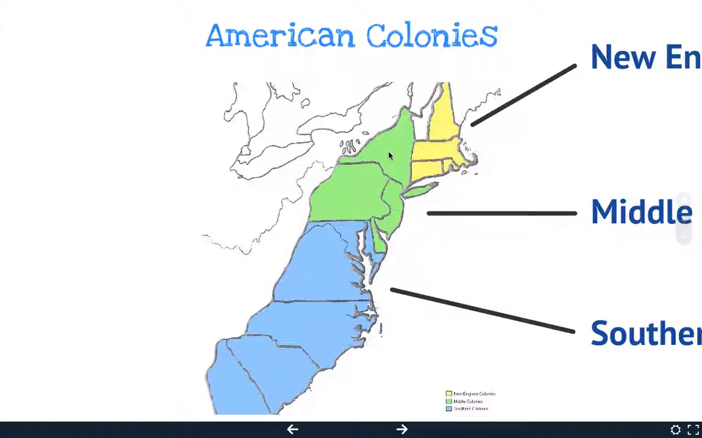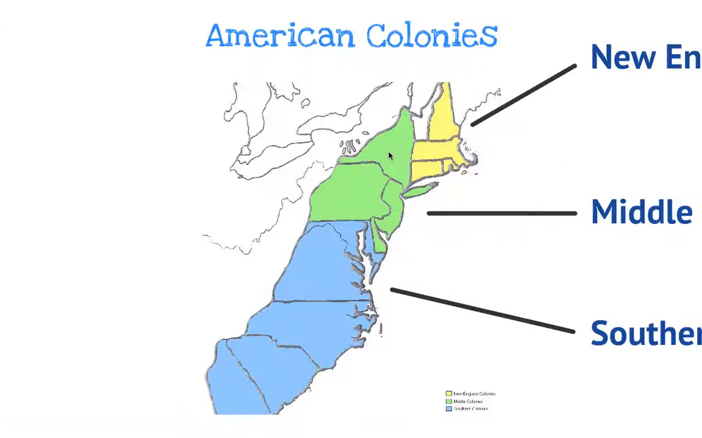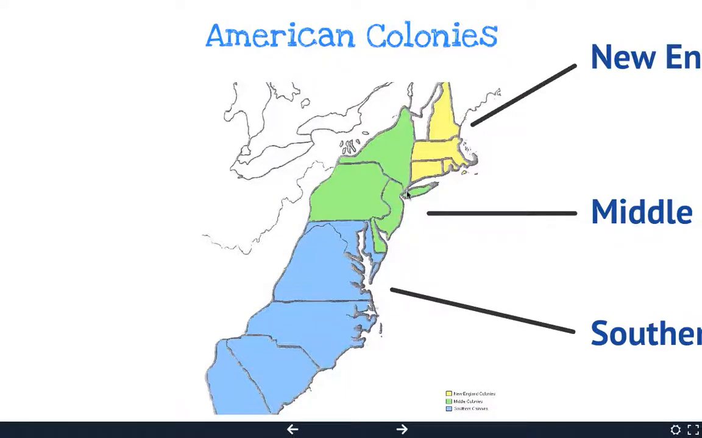Now, New York is one of those places that I think a lot of people get rather confused about. New York is a large state. So we have New York City, which would be about right here. This is Long Island. And then New York State. So it's very different from one side of the state to the other. That would comprise our middle colonies in the green right there.